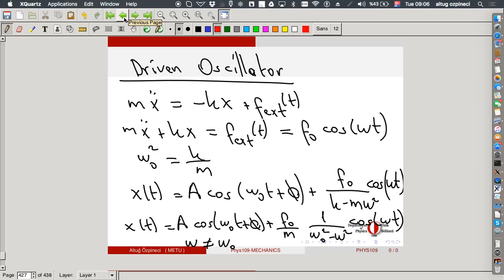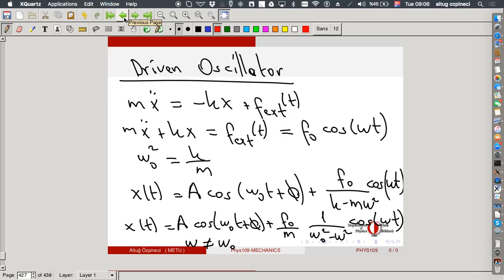So this is the position of the object. The whole thing is the position. Of course, given the initial position and the initial velocity, you can determine what A and phi 0 should be. But once you determine that, the whole thing determines the position of the object as a function of time. So it's as if the object is doing two different oscillations at the same time. One is at its natural frequency, the other one at the frequency of the external force.